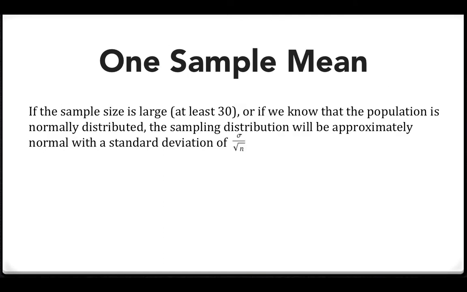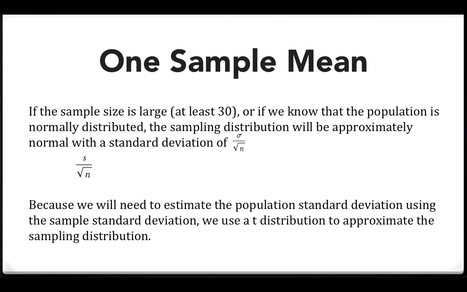For one sample mean, if the sample size is large, at least 30, or if we know that the population is normally distributed, the sampling distribution will be approximately normal with a standard deviation of sigma over the square root of n, where sigma is the population standard deviation. Most of the time we don't know the population standard deviation, so we need to estimate it using the sample standard deviation. The formula that you may see in these cases is S over the square root of n, where S is the standard deviation in the sample.